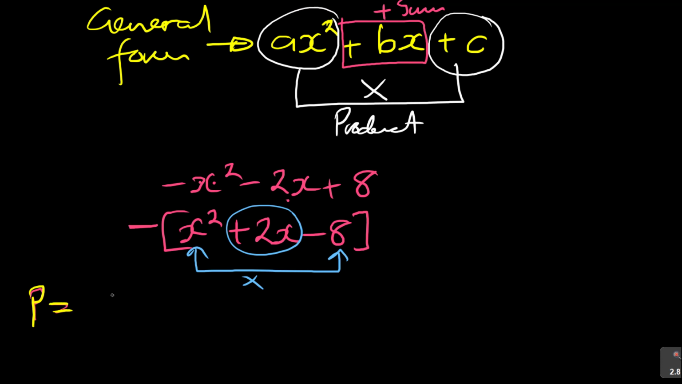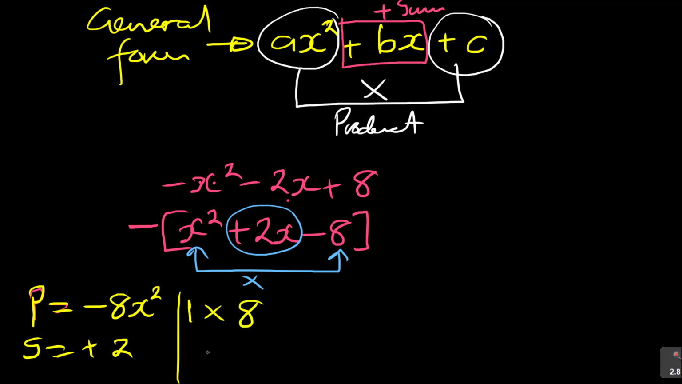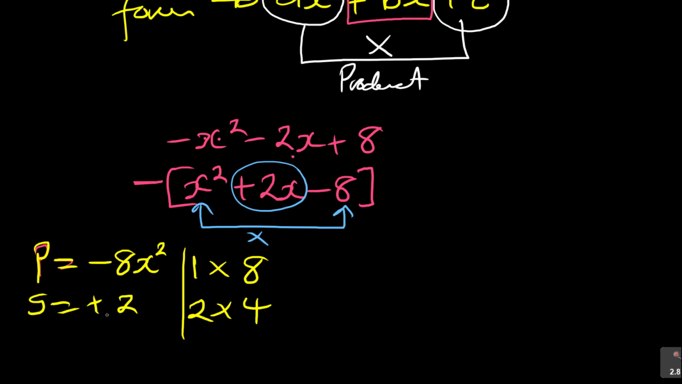Product is negative now. Don't worry with that negative outside. You're focusing on this 8 times minus x, negative 8x squared. Sum is positive 2. Factors are the factors of 8, which is 1 times 8, which is 2 times 4. We've done this like this.